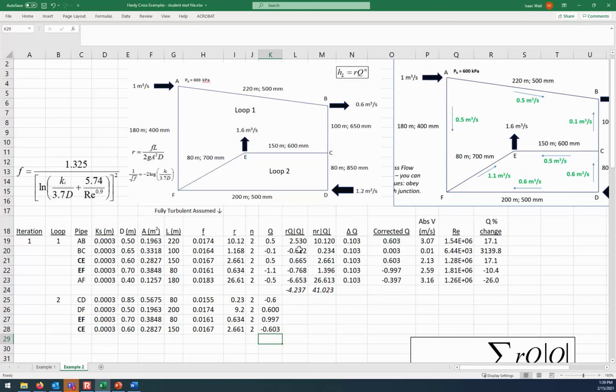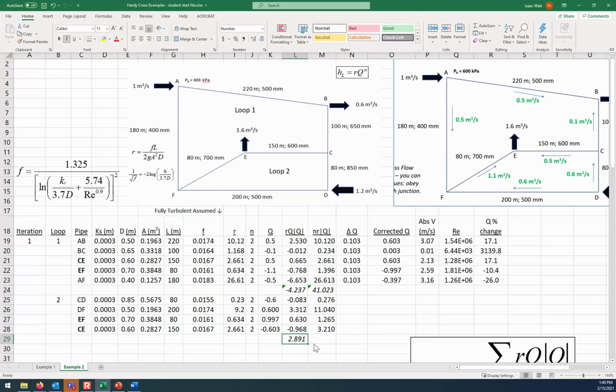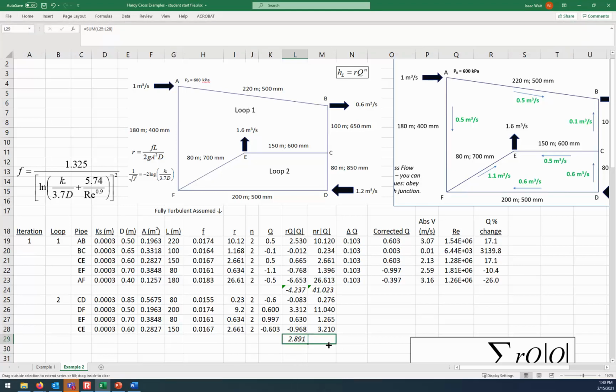Now I need to do both of these calculations. I'll just paste that, and it applies the R times Q, absolute value of Q, N times R times absolute value of Q, and then I can drag it down through both of them. And then I want a total, so sum. I want the sum of, let me italicize that, just as a visual indicator that that's not just an ordinary pipe-based calculation, but it's a total for that loop.